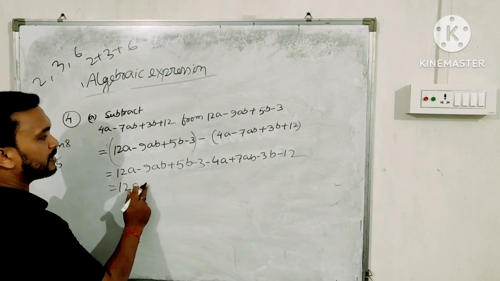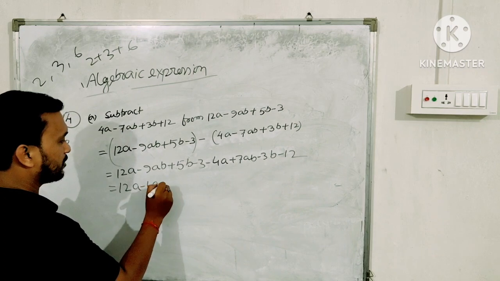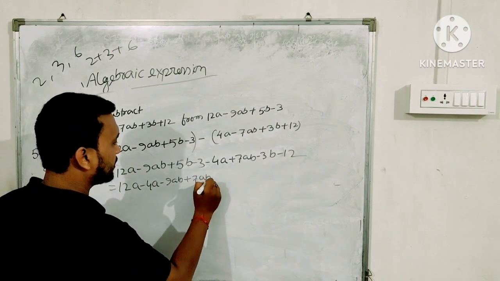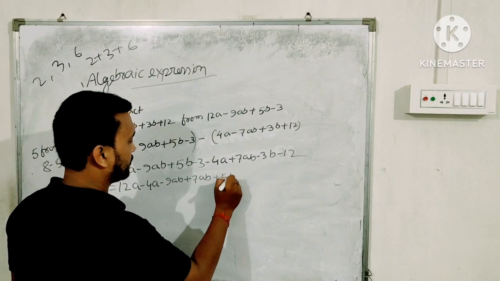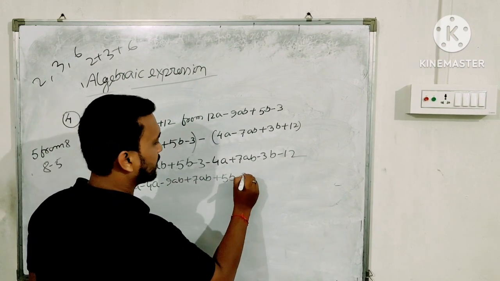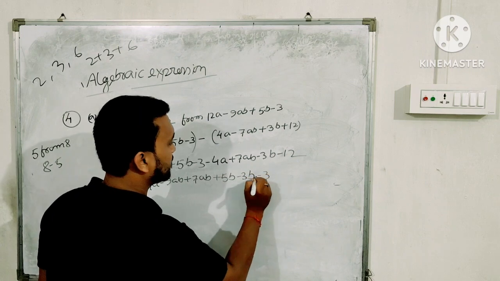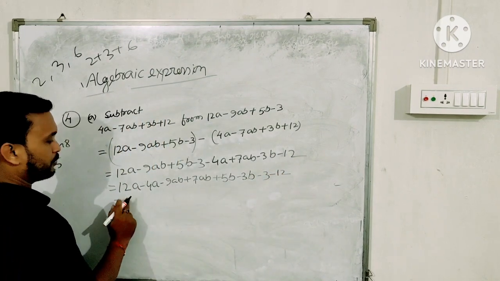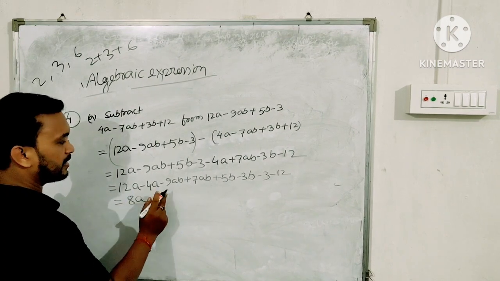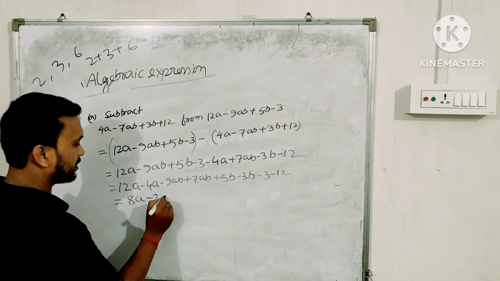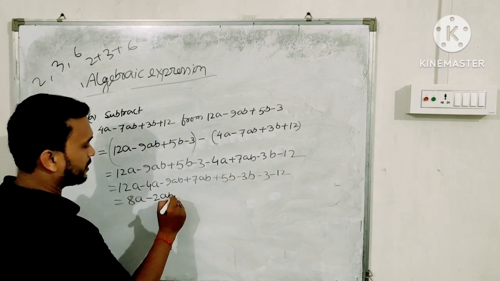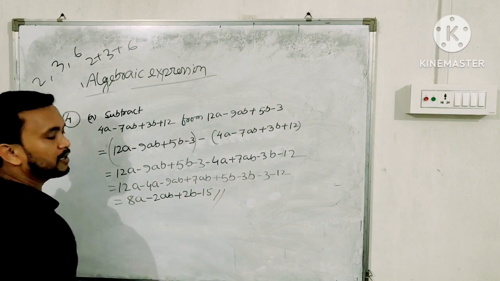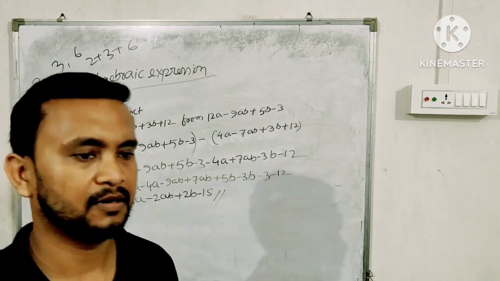So 12a, like term is 4a. 9ab, like term is 7ab. Plus 5b, like term is 3b. Minus 3, like term is 12. 12 minus 4 is equal to 8a. Minus 9 plus 7 is minus 2ab. 5 minus 3 is plus 2b, and this is minus 15. So this is the solution.